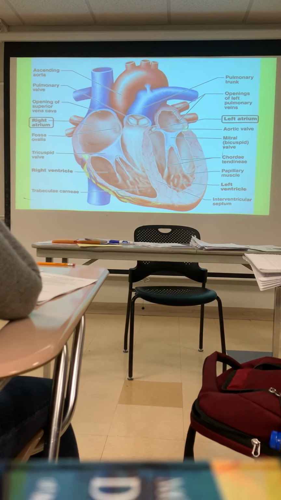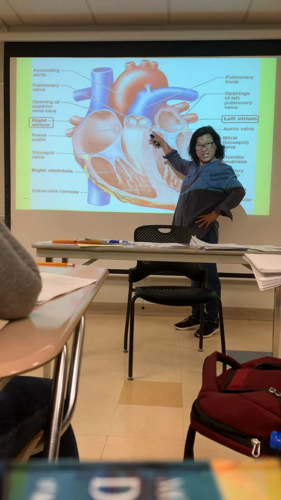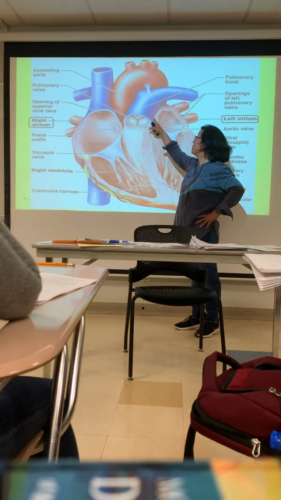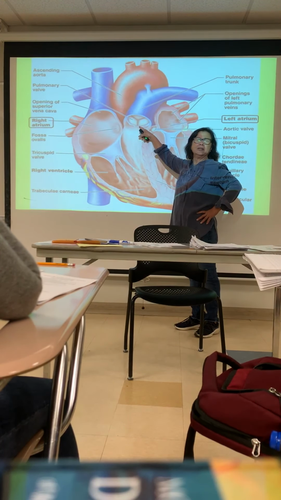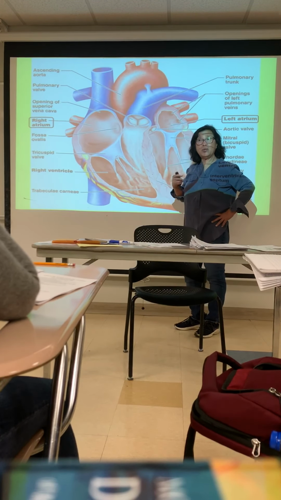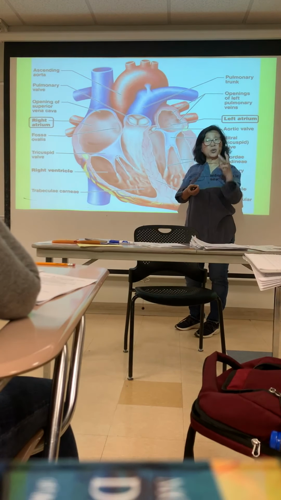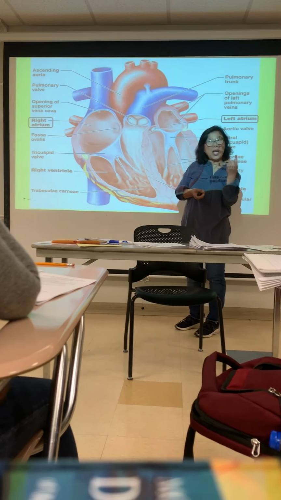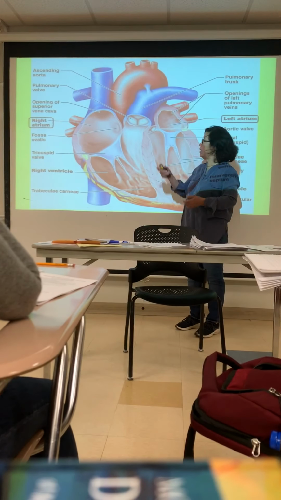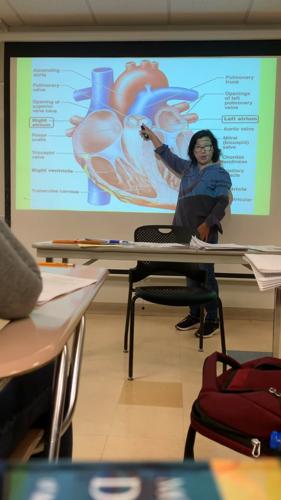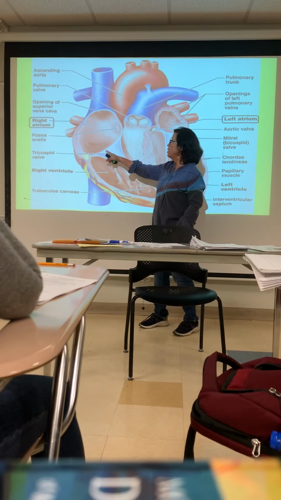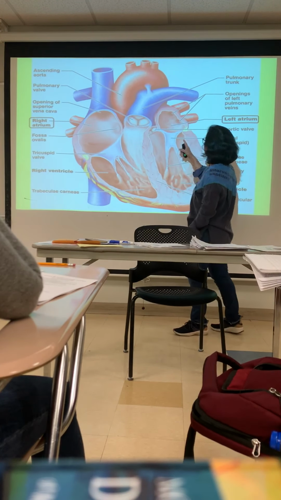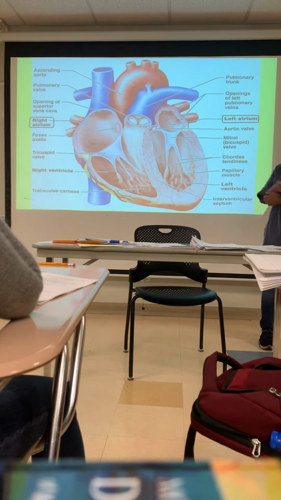Another valve is called semilunar. So for the semilunar valve, you have your aortic semilunar, because it goes to the aorta, and then the pulmonary semilunar valve. Okay, then we call it semilunar valve. So 2 semilunar valves and 2 AV valves. Okay, so here we call it aortic valve, pulmonary valve, tricuspid valve, bicuspid valve, or mitral valve.